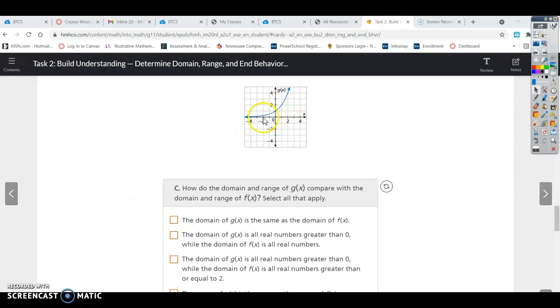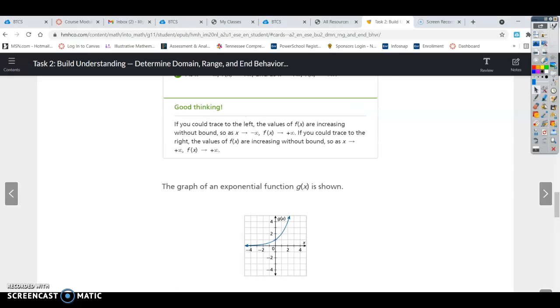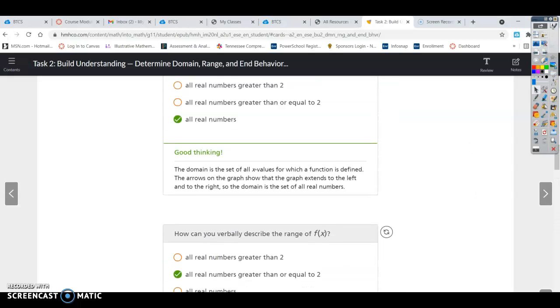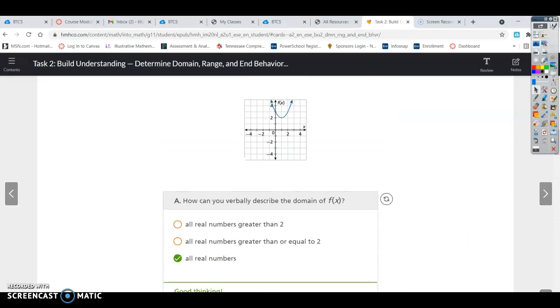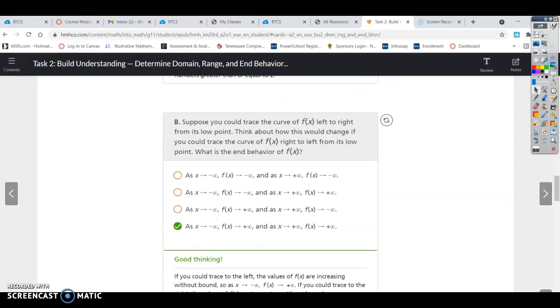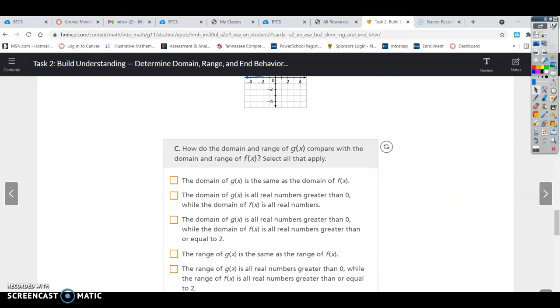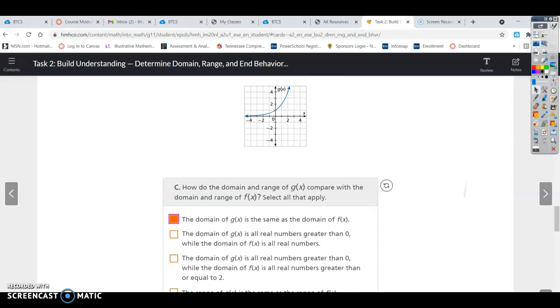So the domain, remember, is your x's. Since it goes without bound in both directions, your domain is all real numbers. If you remember, we answered that question up here for f of x. And we already answered that it also goes without bound in both directions, so it is all real numbers. So for this one, you will choose that the domain of g of x is the same as f of x.